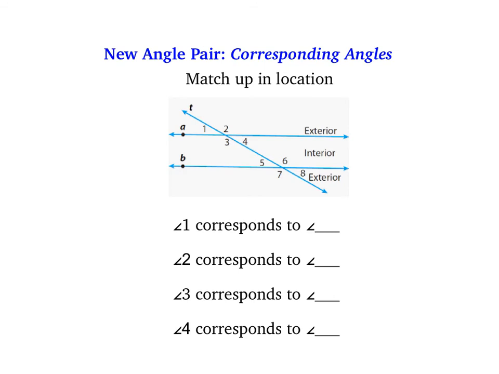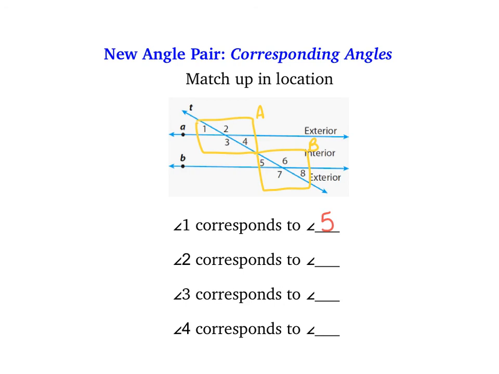Corresponding angles match up in location. So in each pair of parallel lines cut by a transversal, I have two groups of angles happening. Here, I can call that group A if I wanted to, and then here I have group B. In each group, I have 4 angles, and I can describe their locations accordingly. If I look at angle 1, that's in the top left of group A. So it would correspond to the top left in group B, which hopefully you can see would be angle 5.